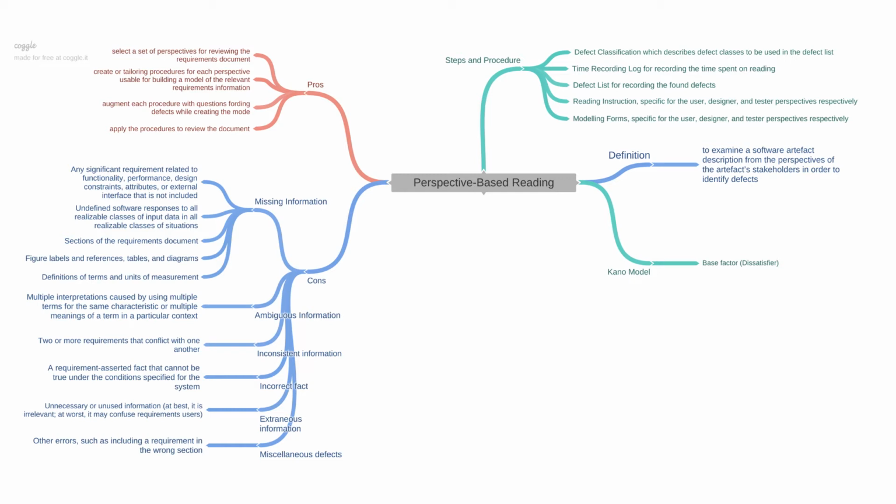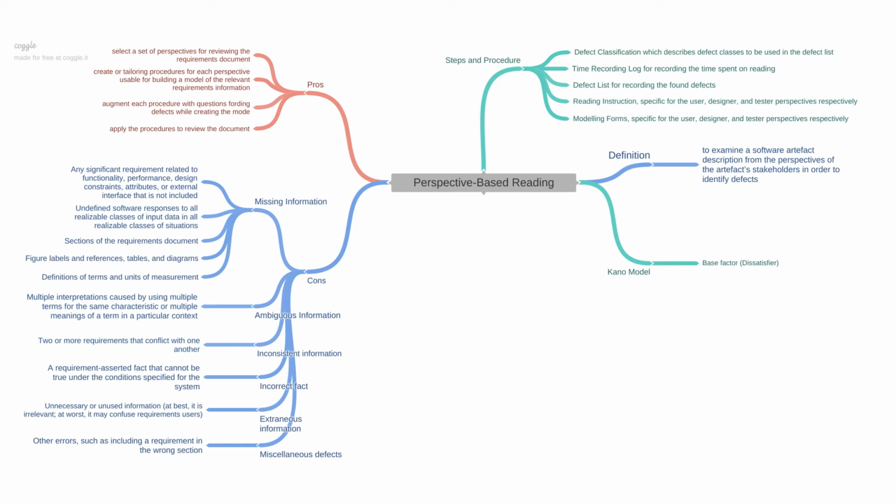The steps and procedures carried out for conducting perspective-based reading are: defect classification, which describes defect classes to be used in the defect list; a time recording log for recording the time spent on reading; a defect list for recording the found defects; recording instructions specific for the user, designer, and tester perspectives respectively; and modeling forms specific for the user, designer, and tester perspectives.